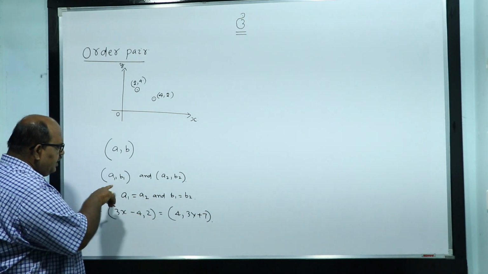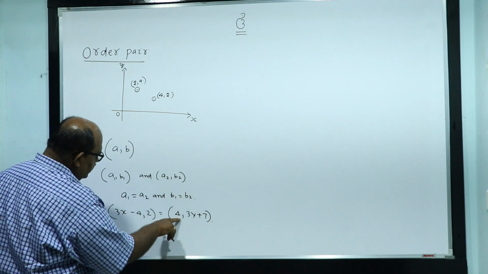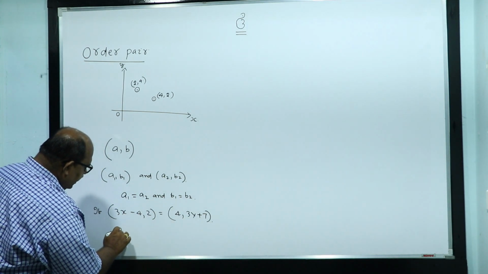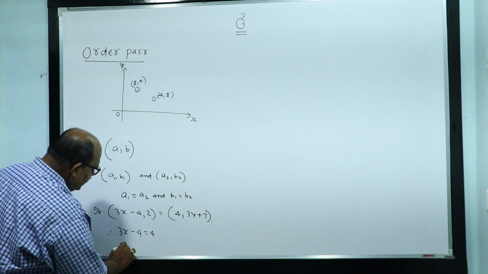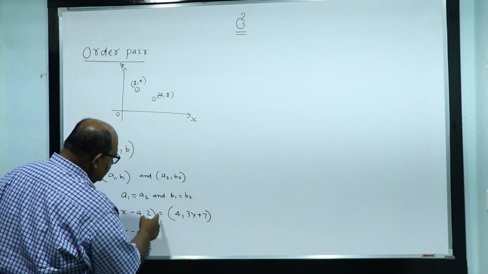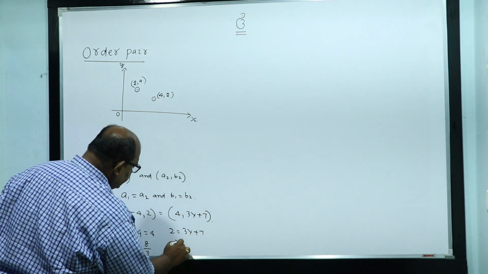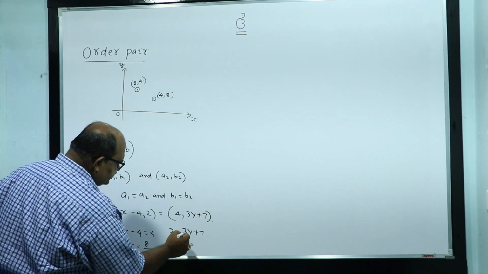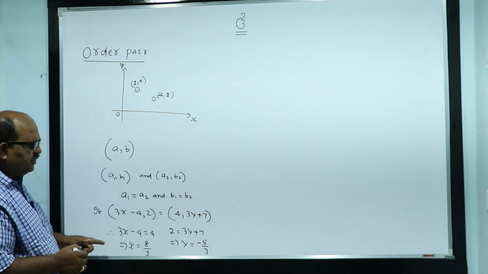Now we know if (a1, b1) is equal to (a2, b2), then a1 is equal to a2 and b1 is equal to b2. Therefore, we can write 3x minus 4 is equal to 4. This implies x is equal to 8 by 3. Similarly, 2 is equal to 3y plus 7. This implies y is equal to (2 minus 7) by 3, which is minus 5 by 3. So we get the values of x and y.